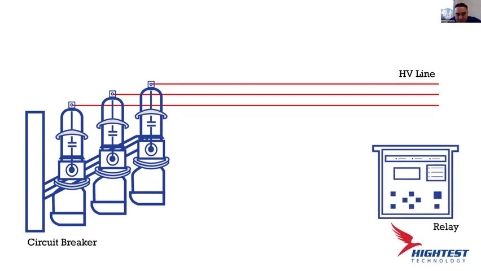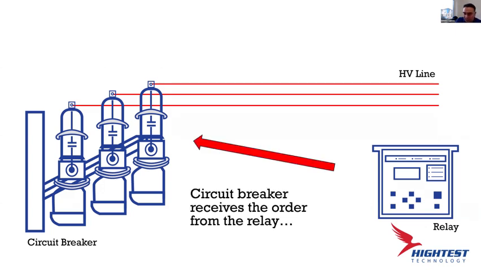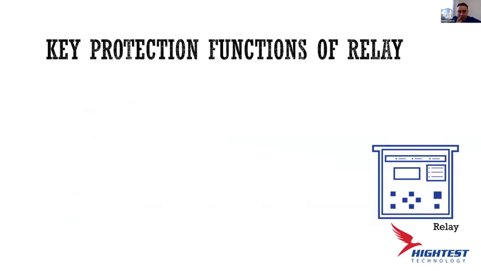So as I said previously, the circuit breaker is the one that does the job, and it gets the order from the relay. The relay is like the decision maker. The relay decides whether the circuit breaker has to open or close, or what kind of functions it has to do. So the order is just given by the relay to the circuit breaker. That's why now we need to focus a little bit on the protection functions of the relay.